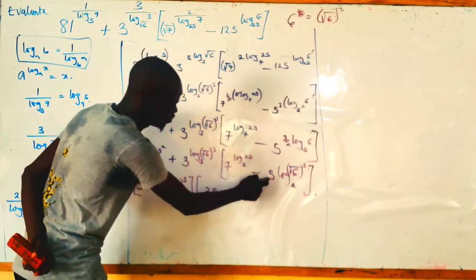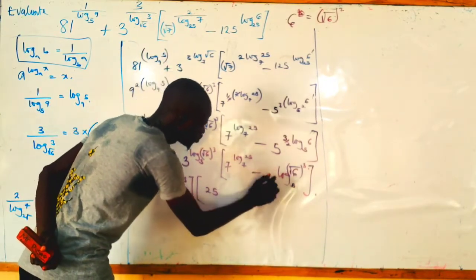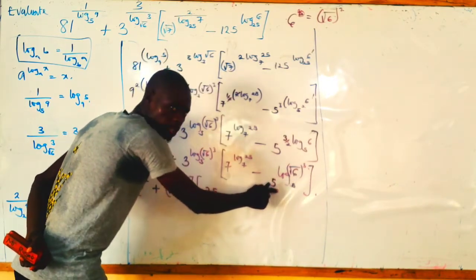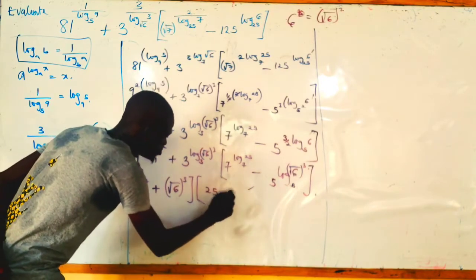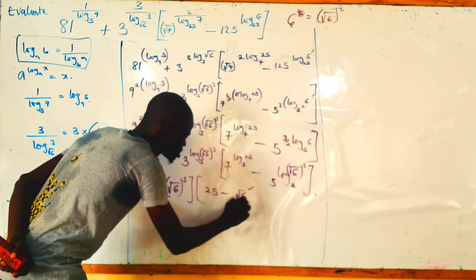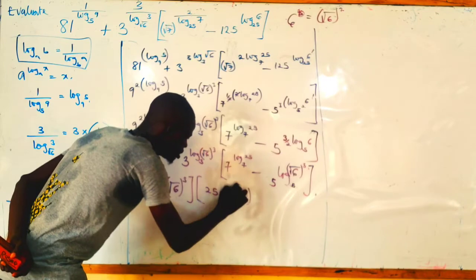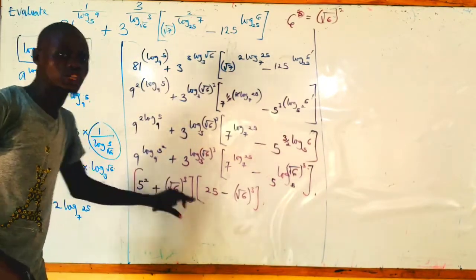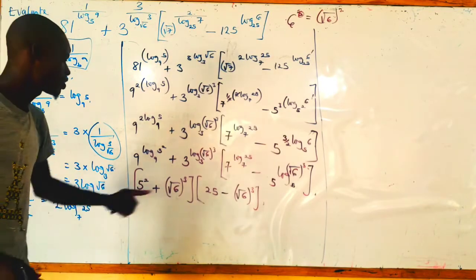Why will this one be giving me something of this kind? This is 5, this is 5 raised to power this. Base 5 and the base 5 there. That thing should be giving me minus root 6 raised to power of 3. We're getting something of this equation here. Now, this is what I'm going to get here.